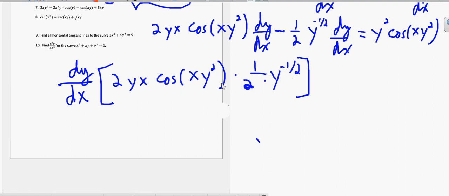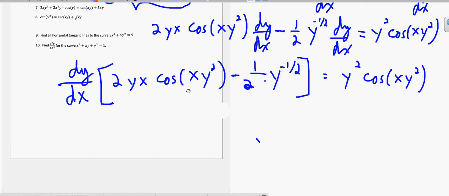So, this is what we got going on here. This is a minus. And this equals the same thing that's on the side: y squared cosine xy squared. Very professional for me to be yelling at my computer like this.